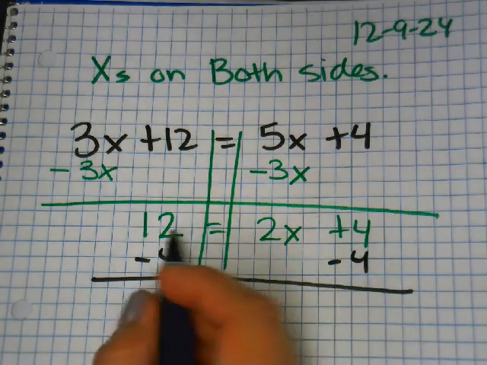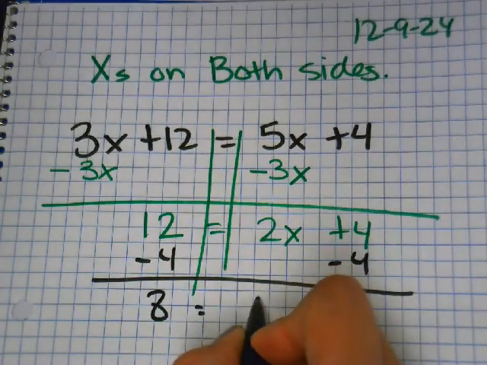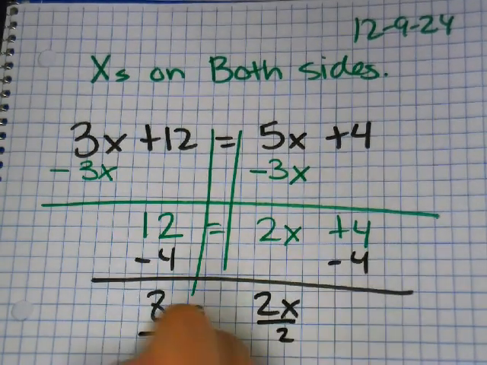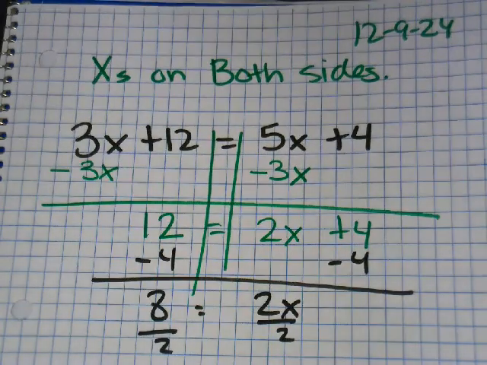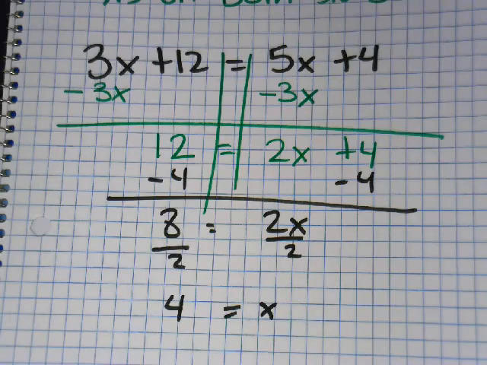All right, what's 12 minus 4? 8 equals, what's left on this side? 2x. Now, what's my last step? Divide by 2, divide by 2. X equals 4. So, what's the new part? The new part is moving your whole group to the other side. This part you just did on your quiz. This is the old part. This is just the new part.